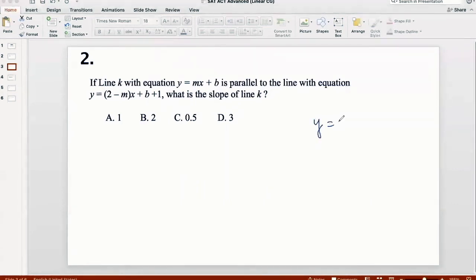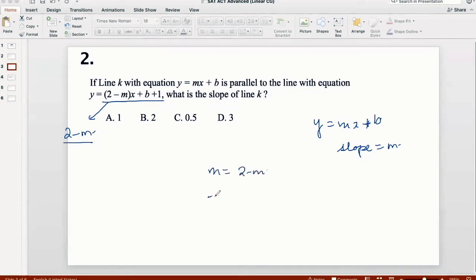Okay, so line K is y equal to mx plus b. So the slope of this line is m, right? And it is parallel to this line. So the slope of this line is 2 minus m. So clearly when lines are parallel, the slopes are equal. So m should be 2 minus m. So 2m should be 2, or m should be 1. Now the slope of line K is m itself. So the value is 1, option A.